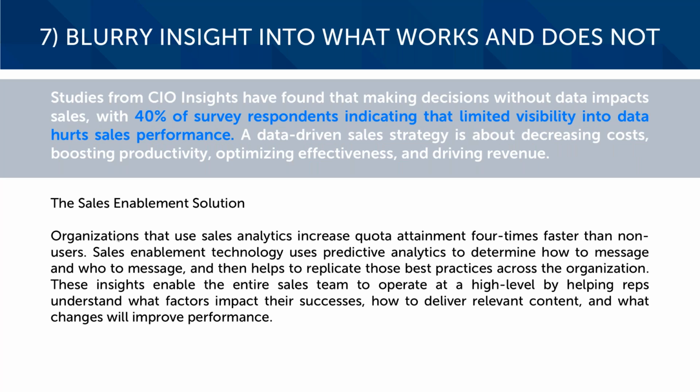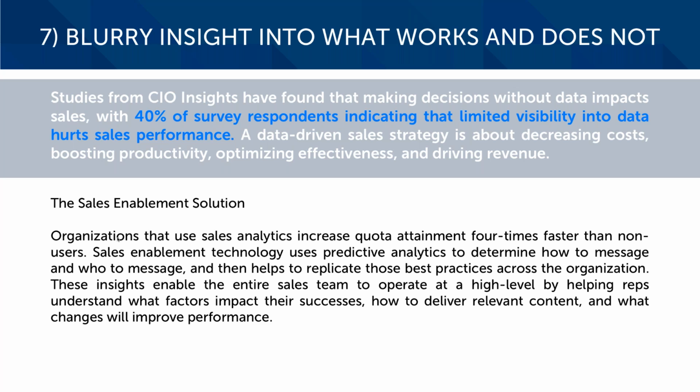The seventh indicator, and if you're a manager, I think you're going to relate to this completely, is that there's blurry insight into what's working and what's not. It's all about the gut. I feel like this is working. I feel like that's not working. So that's not a good thing. You want to have hard data. Studies from CIO Insights have found that making decisions without data impacts sales. It doesn't mean that it remains at the same level. It means that they're actually decreasing sales. 40% of the survey respondents indicated that limited visibility into data is actually hurting their sales performance.